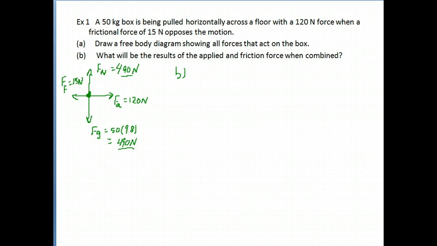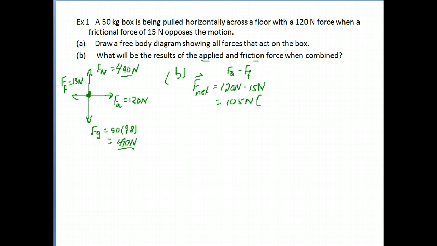Okay, now part B, what's the net force? And we're only considering the applied and frictional force. So force net, remember this is a vector. We have 1200 newtons, or the force applied. And since they're in opposite directions, we're going to subtract the frictional force. Now the net force is 1185 newtons.